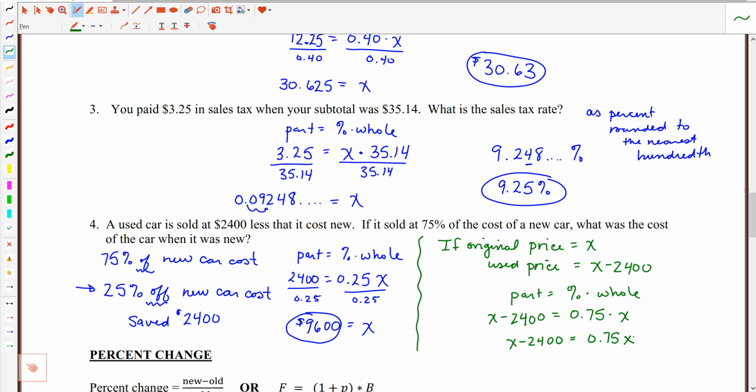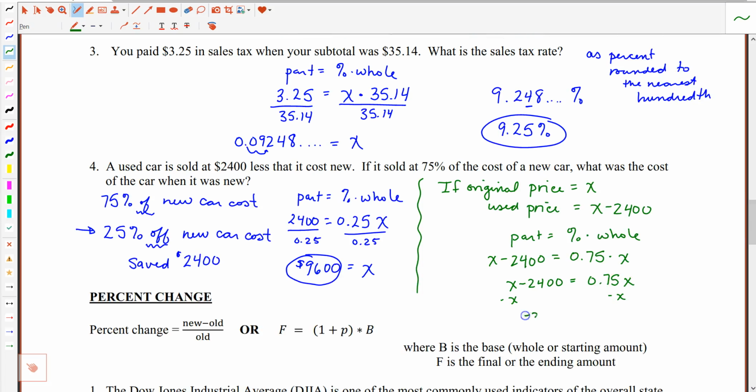And so solving this equation, we want to get our variable terms together, so I'm going to subtract this to move it over here and join this variable term. So I would get negative 2,400 is equal to, doing the subtraction, as a reminder there's a 1 that sits right here, so I would have 0.75 minus 1, or a negative 0.25, and then the variable X. And then dividing both sides by negative 0.25, we get that the variable X is equal to 9,600.